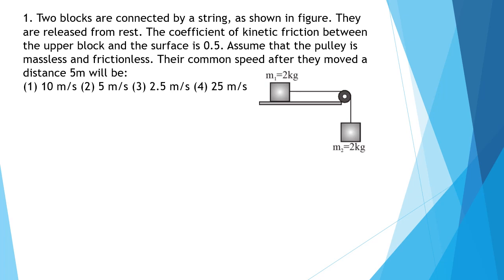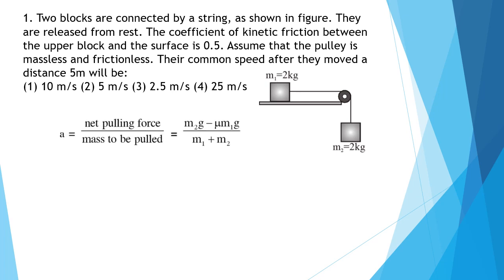So first we need to calculate acceleration, and you know acceleration is net pulling force divided by the total mass. So net pulling force will be m2g, it is applying a force downwards, minus mu m1g, it is the frictional force which is opposing that motion, divided by m1 plus m2.